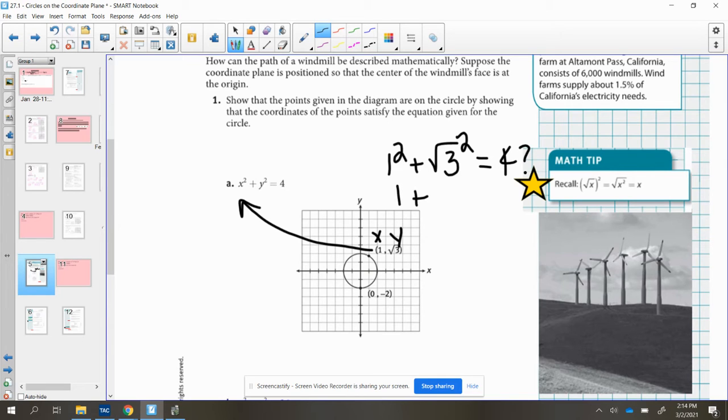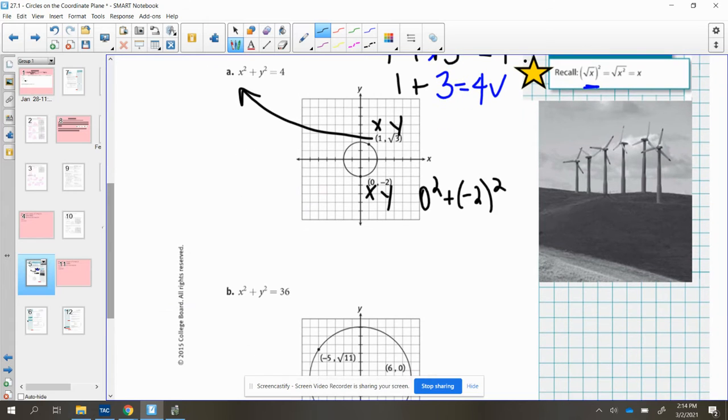Well, 1 squared is 1. Square root of 3 squared, as we talked about over here, cancels out as just 3. 1 plus 3 does in fact equal 4. Also going to test this out with our second point here. Again, plugging in x comma y, 0 squared for x, negative 2 squared for y. Reminder that 0 squared is still 0, and anytime you square a negative number, it's going to be a positive.